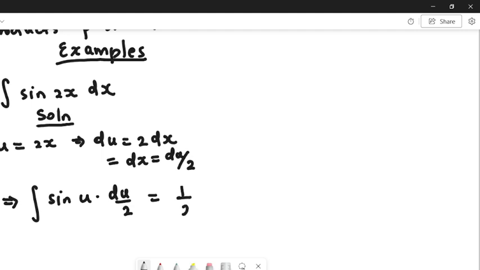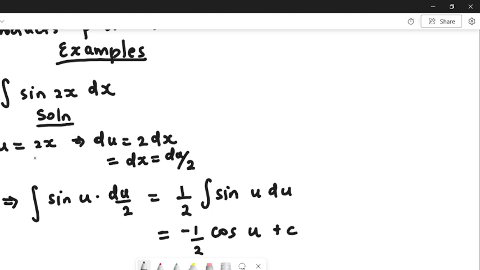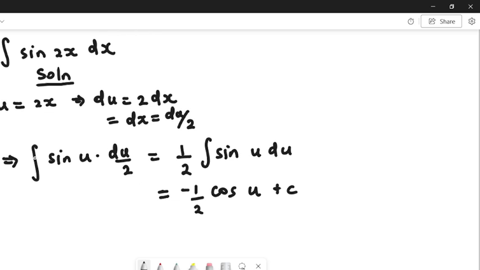That gives us a half sin u du, and that gives us negative a half cos u plus c. But we already know what u is, so if we substitute, you get negative a half cos 2x plus c. So that's how we do that.